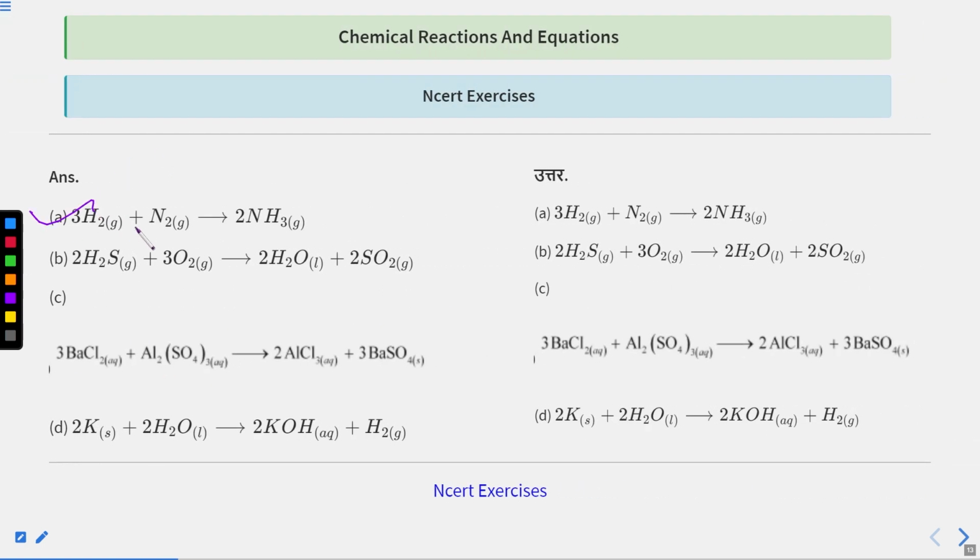So the correct answer of A is 3H2 plus N2 gives 2NH3. Now the atoms of each and every element in this equation are balanced. I told you already how you can balance an unbalanced chemical equation. Next is 2H2S plus 3O2 gives 2H2O plus 2SO2, right?